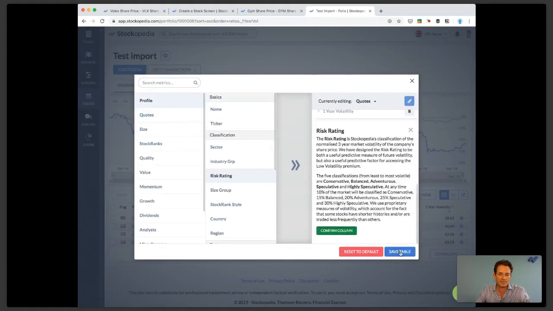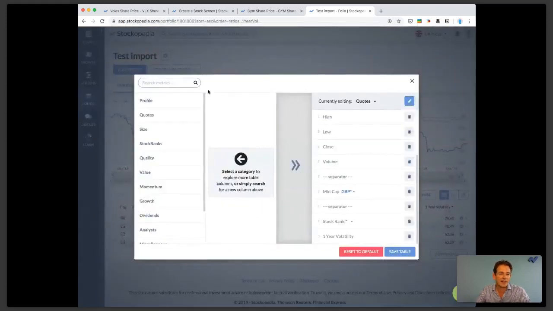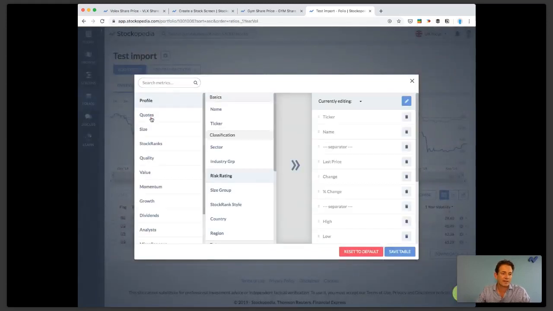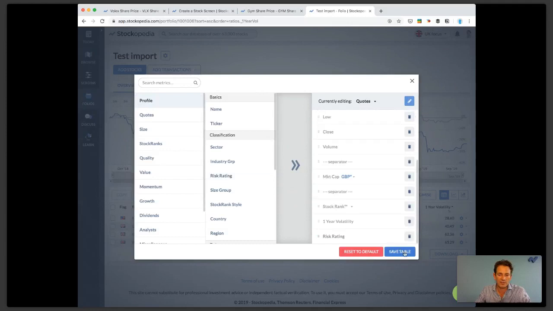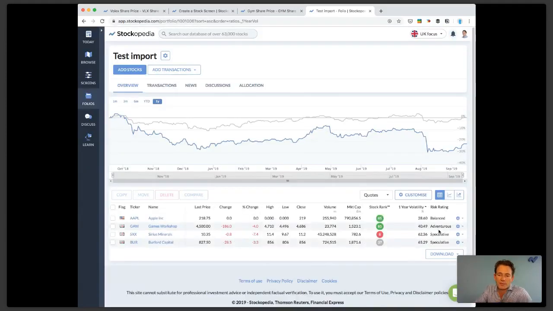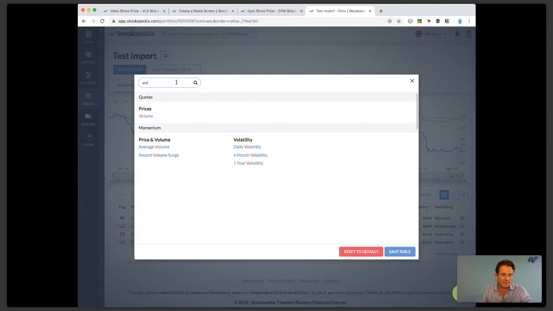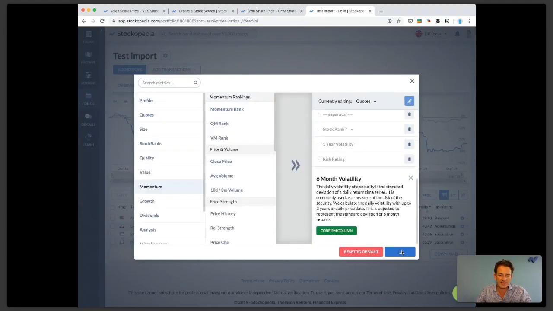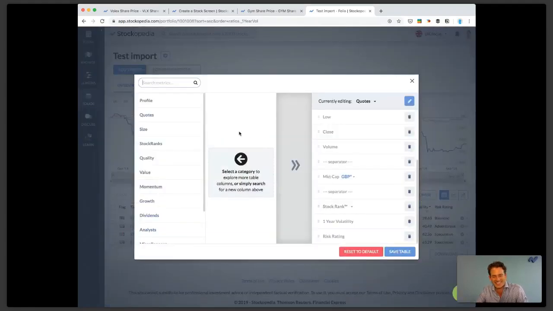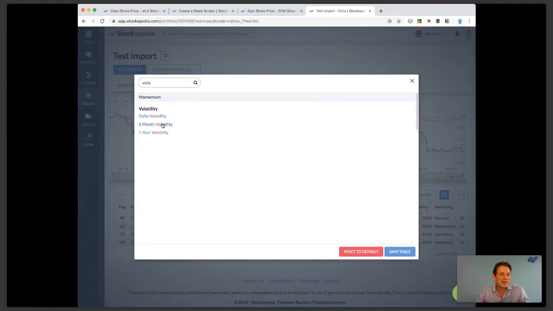If I add the risk rating in here, you'll see it in the table. I should have said, I forgot to add it. Hang on a minute. If I add the risk rating and confirm column, save table, you'll see what I mean. This Apple is just more than a conservative risk rating, 28% 1-year volatility. As I said, there's a kind of a proxy for what I like to use, 6-month volatility there. Save it. Oh, I keep forgetting to add it. Sorry about this. But this is just a nice way.